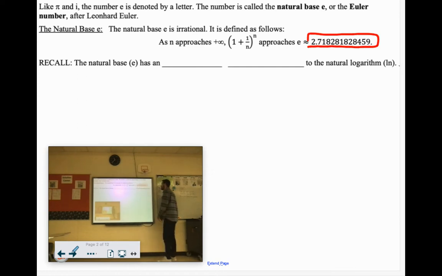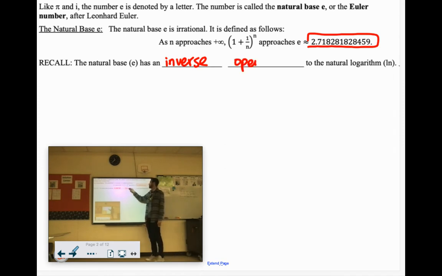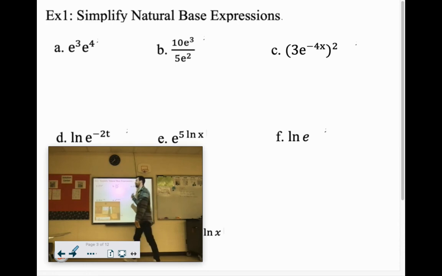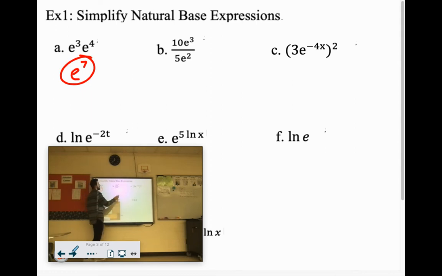It is an inverse operation to the natural logarithm. So it's how we're going to solve equations when you're dealing with that natural logarithm, which just says ln. So here we're mixing in some old exponent properties. If you had e to the third times e to the fourth, you add those exponents, e to the seventh. Now here 10 divided by 5 is 2, and when you divide, you subtract the exponents. So 3 minus 2 is 1. So we just have 2e.